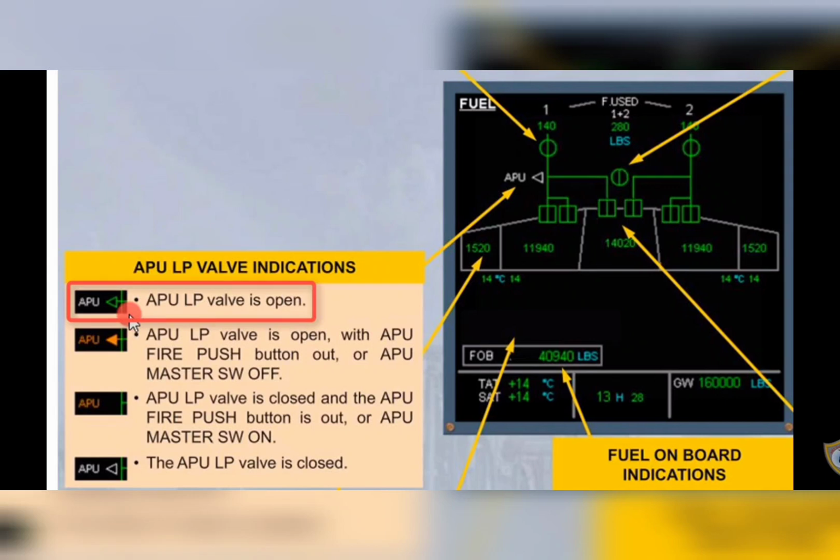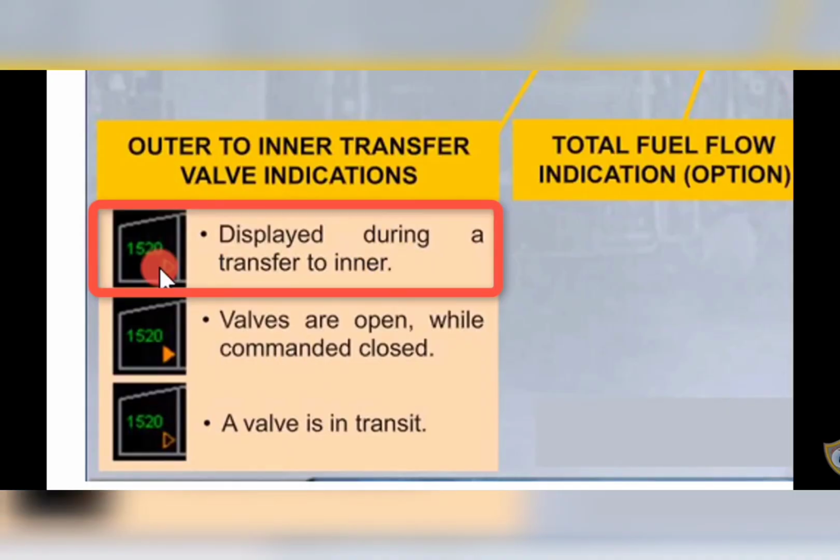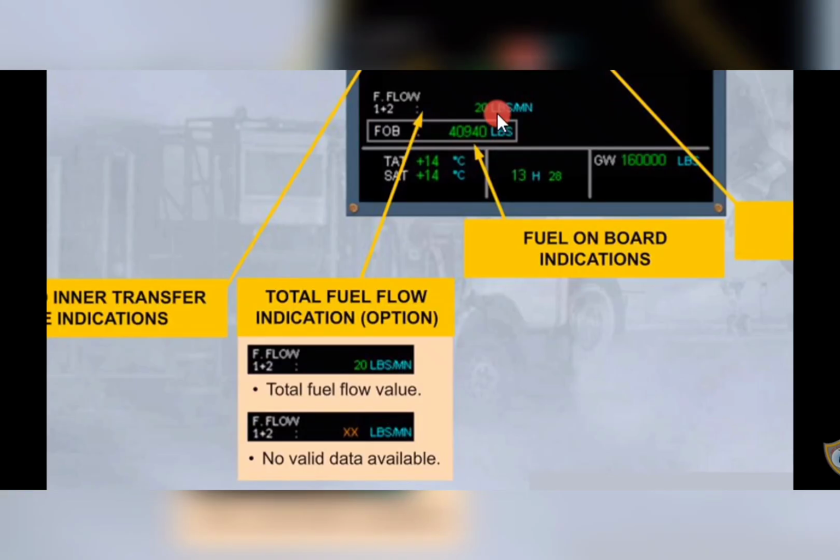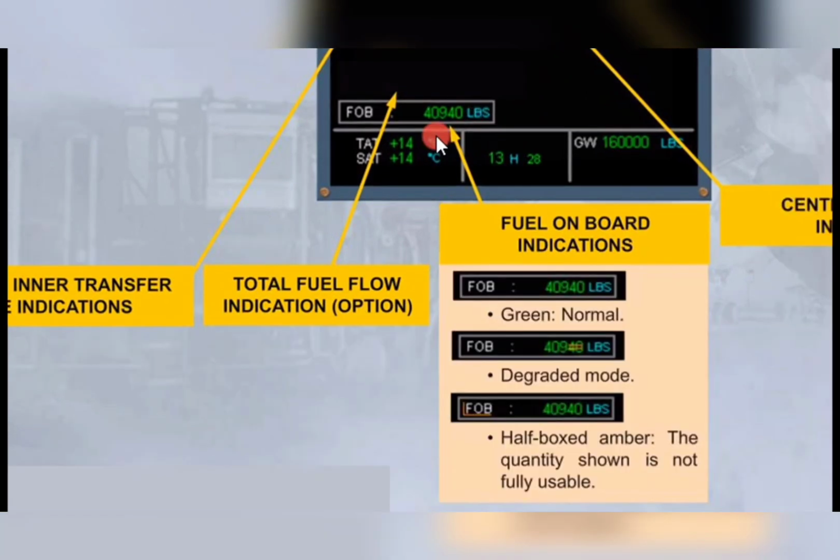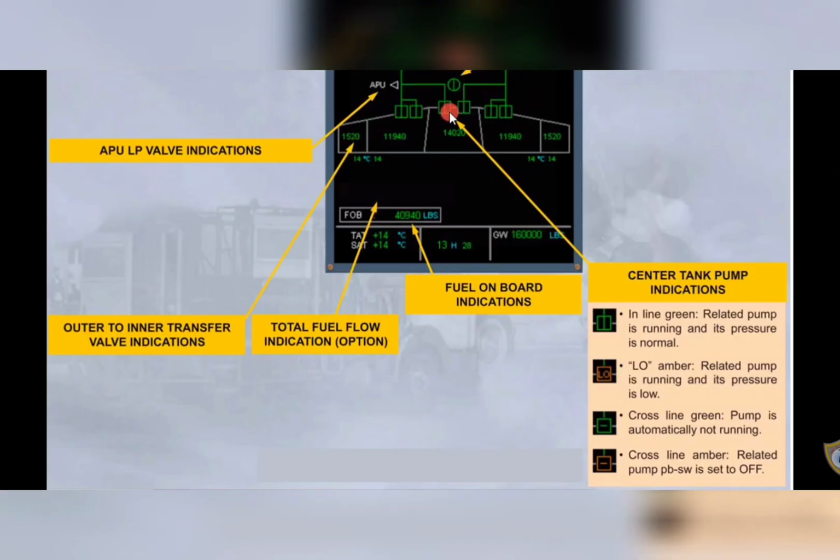When it is in open position and the fire push button is out, then it will be a full arrow in amber color. Outer to inner transfer valve indication will be like this, and if valves are open while commanded closed, and no commands given, then it will show green plus amber. Now here we see fuel flow, how much fuel is flowing per minute and how much fuel on board is there on the aircraft. Half boxed amber means the quantity shown is not fully usable.